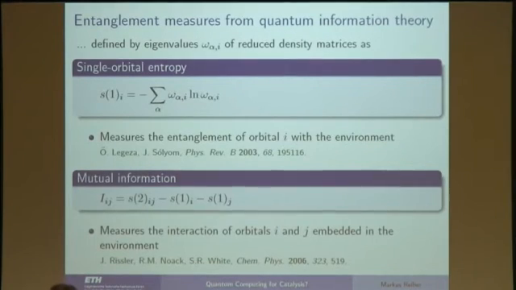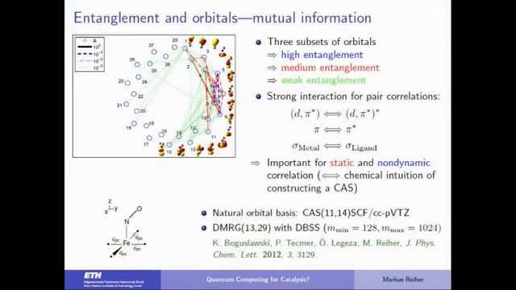And in order to understand what the entanglement between 2 orbitals is, we could calculate the mutual information. These concepts, by the way, were introduced by Legeza almost 10 years ago, and the mutual information by Rissler, Noack, and White in Chemical Physics 2006. The mutual information is computed from the single orbital entropies and from the 2 orbital entropy, which you get in pretty much the same way by using the eigenvalues of the 2 orbital reduced density matrix, where you consider 2 orbitals explicitly and you trace out all the environment orbitals.